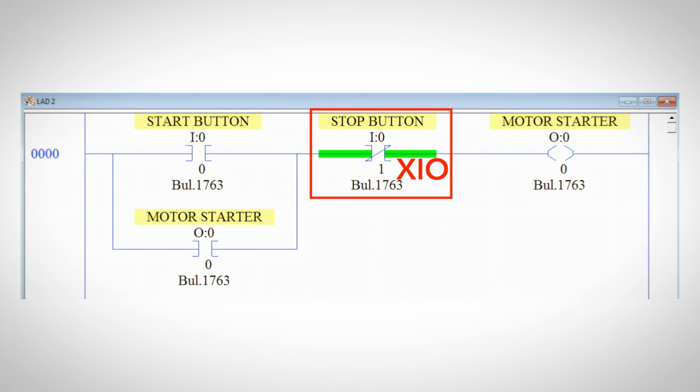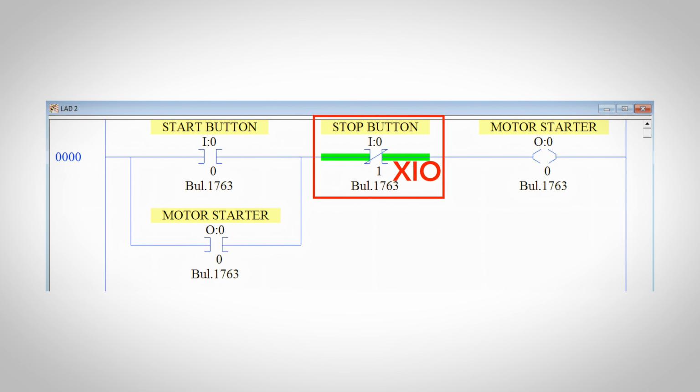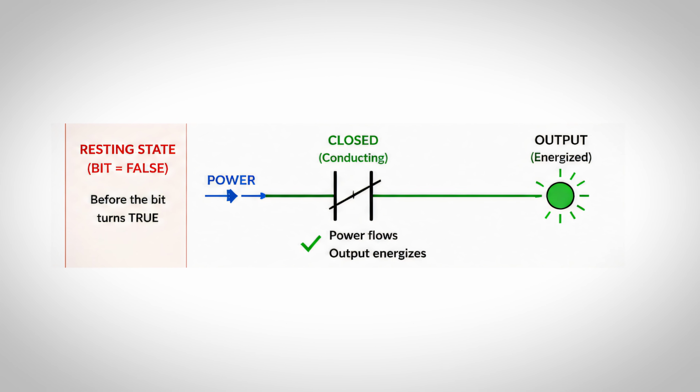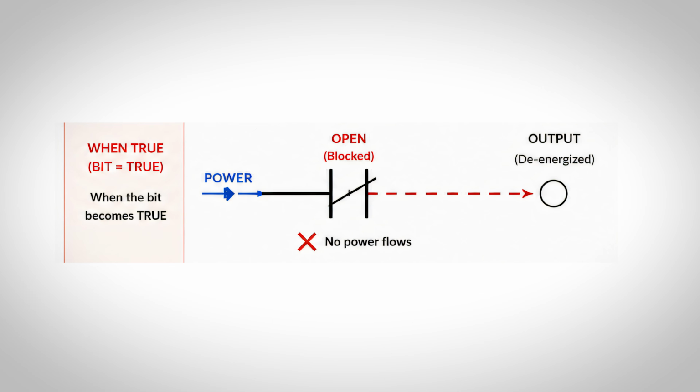Now, with the examine if open, or XIO, this is supposed to look like a normally closed contact, which normally allows power to flow through. We are checking to see if it's open. The way this one works is in its resting state, it's actually closed, allowing power to flow through. And when it turns on, it opens up, allowing power to not flow through. Examine if open corresponds to a normally closed contact. Confusing, I know, right? Open, closed, blah, blah, blah. But you just need to understand that concept of closed circuit versus open circuit. You're trying to check and see if it's closed or open.